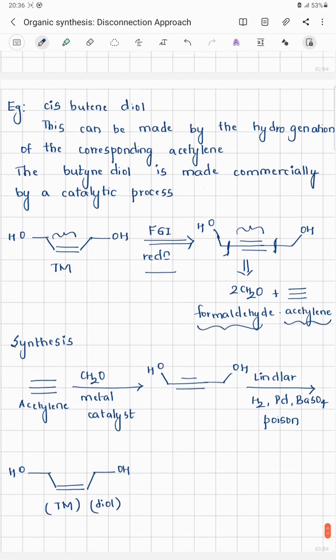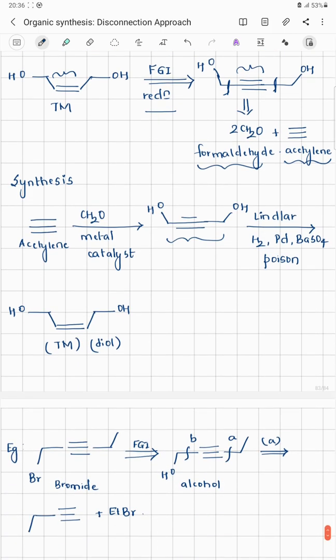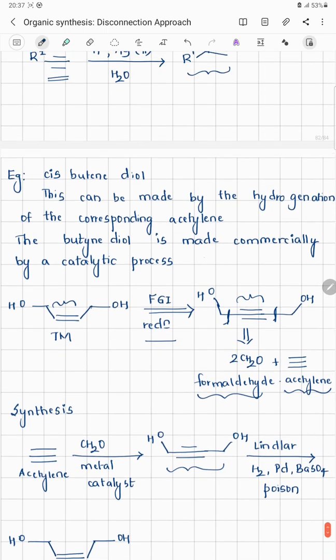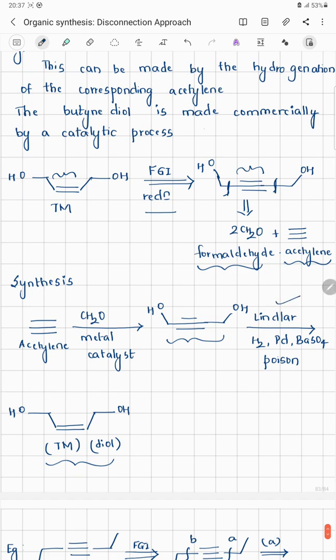So how can I synthesize this cis butene diol? Acetylene reacts with formaldehyde in the presence of a metal catalyst. This is going to give me my acetylene diol system. In the presence of Lindlar's catalyst, that is hydrogen, palladium and barium sulfate with quinoline as a poison, it is going to give me the cis butene diol system. We can observe that this gives the cis butene diol because I am making use of Lindlar's reagent. Definitely, utilization of Lindlar's reagent easily gives me my cis diol system.